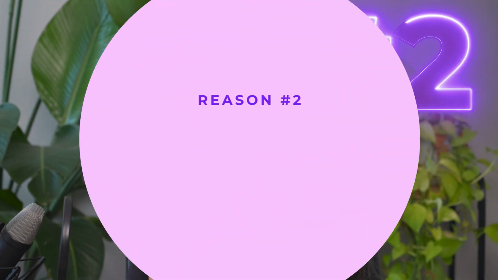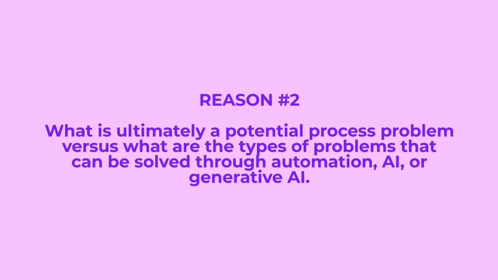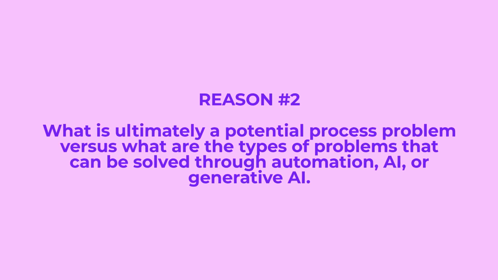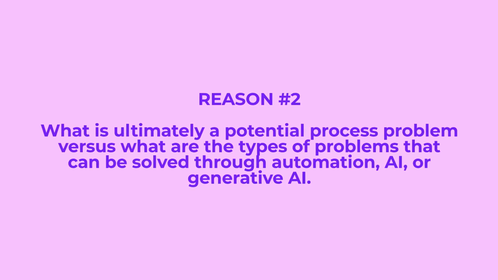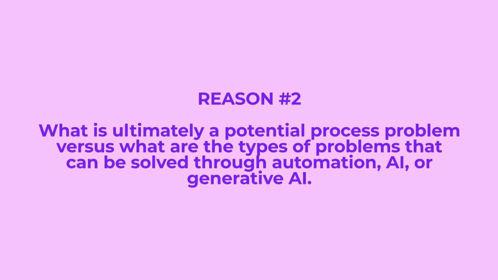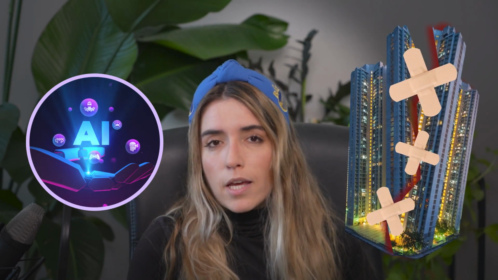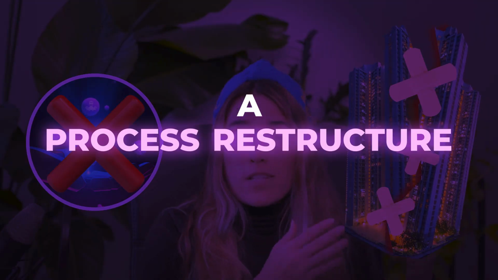So reason number 2 that I see is, once you've identified your set of problems, it's important to distinguish between what is ultimately a potential process problem versus what are the types of problems that can be solved through automation, AI, or generative AI. Because the reality is, if you're trying to use AI to solve what is a process or an organizational problem, then you're effectively putting a band-aid on the core root problem, and AI is not going to solve that core root problem. A process restructure will.